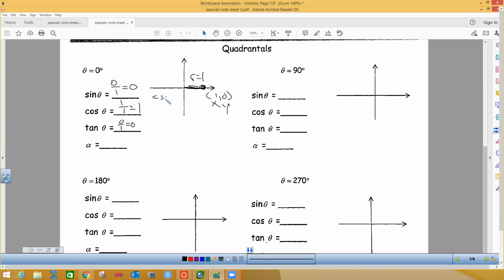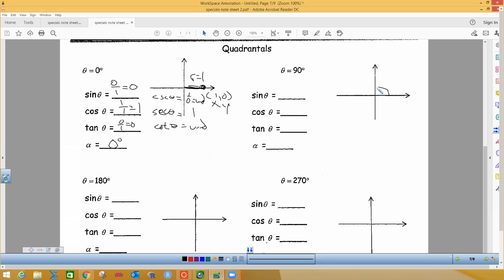Now I'm going to go ahead and do the reciprocals of these. And you probably ought to do these on your own. So when you flip these upside down, if you flip 0 upside down, 1 over 0, you cannot divide by 0. So this is undefined. So if you get a 0, the reciprocal is undefined. If you get an undefined, the reciprocal is 0. Reciprocal of 1 is 1, and this one is undefined. And alpha is 0 degrees.